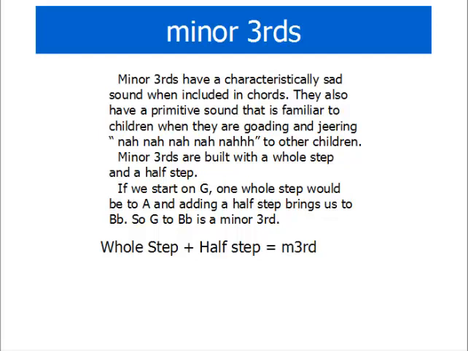If we start on G, one whole step, let's go down, low G, and we add an A, that's the whole step, and then a half step. There's your half step. Here's your whole step, half step, and from the G to the next note makes a minor third. Whole step, half step, makes a minor third.